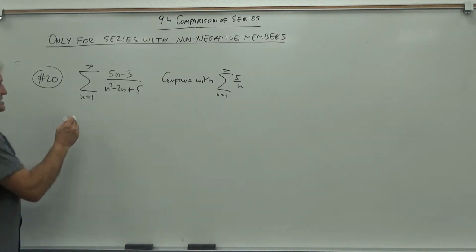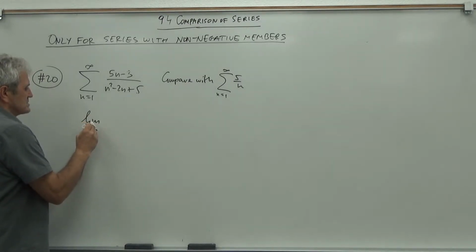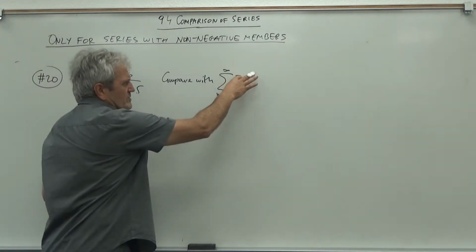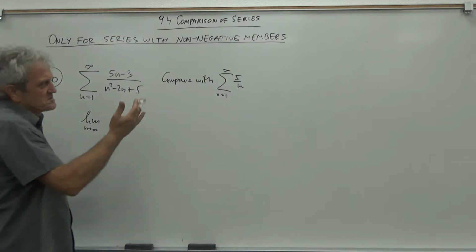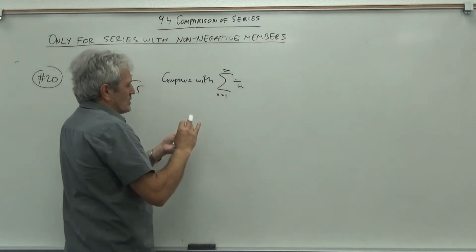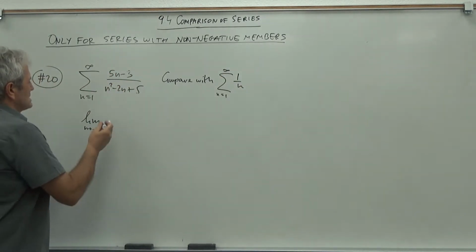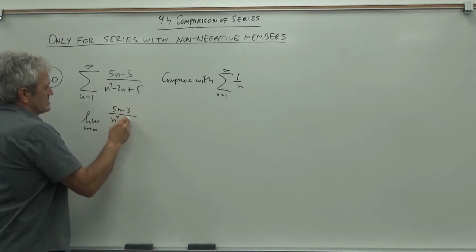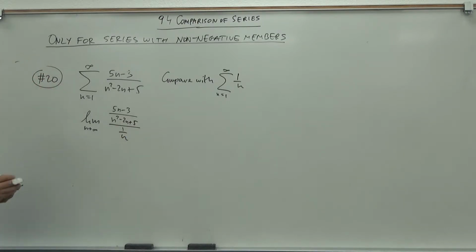So here I do the limit comparison test, the limit when n goes to infinity. By the way, should I do it with 5 over n or 1 over n? Doesn't matter. If you want someone from the list, maybe 1 over n, because I don't care if I get 1 or 5. So let's say 1 over n. What do I get? I take my members, 5n minus 3 over n squared minus 2n plus 5, and divide by 1 over n.